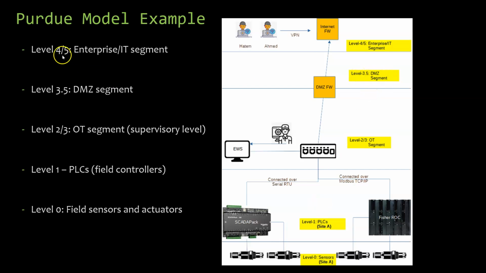So basically we have level 4/5, the enterprise IT, level 3.5, the DMZ segment, level 2/3, the OT segment, that contains also the supervisory level, and the field levels, level 1 the PLCs, and then level 0 the sensors, the actuators, the valves, and so on. So basically guys, this is the Purdue model in action, but without the Xage fabric in place.